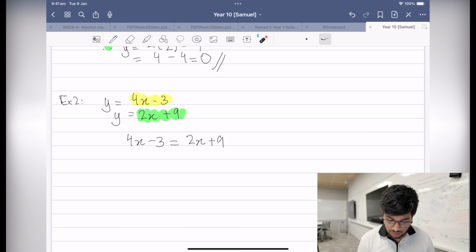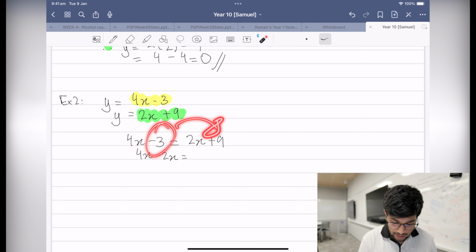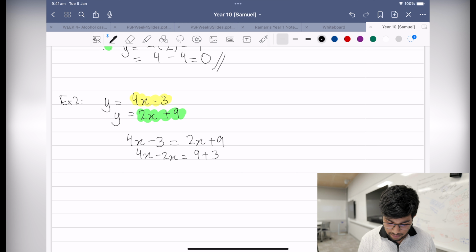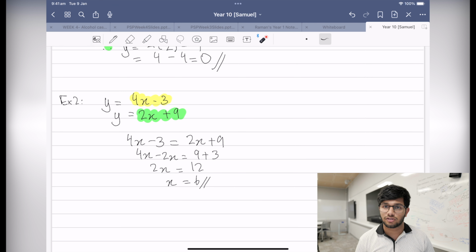From here, I'll put 2x on this side. So we'll say 4x minus 2x would equal, and then I'll take the minus 3 and put it on this side, 9 plus 3. Then I can say 2x would equal 12. x would equal 6. Am I done? No. Because even though I know what x is equal to, we need to take it and substitute it into either one of the equations. It won't matter.